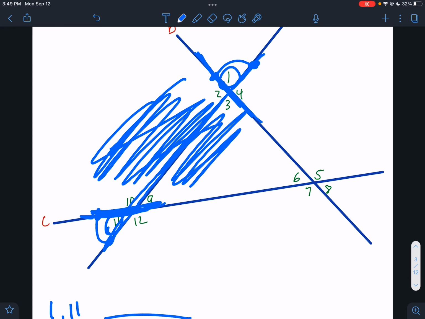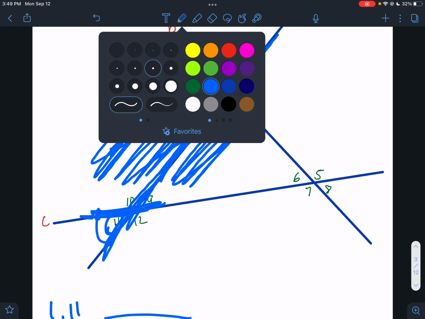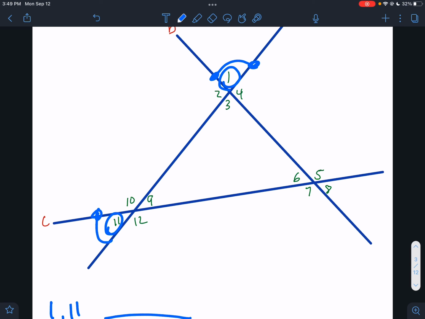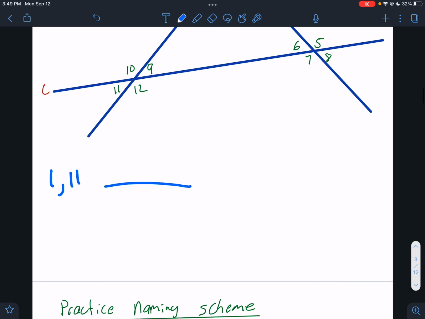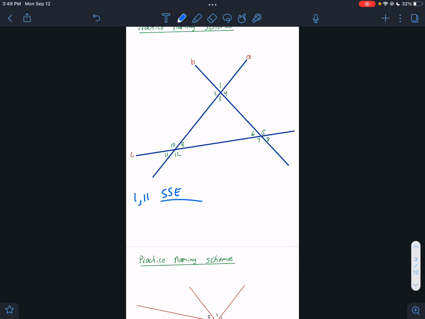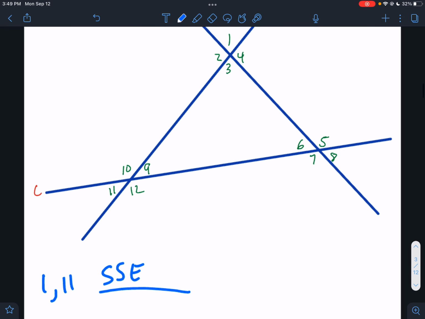Are they in between? No, they're both outside. And they're on the same side. This is the transversal. They're on the same side of the transversal, friends. So same side of the transversal. Those would be same side exterior angles. I'm going to call that SSE. And don't worry, I'm writing all that every time. 1 and 11 would be same side exterior.